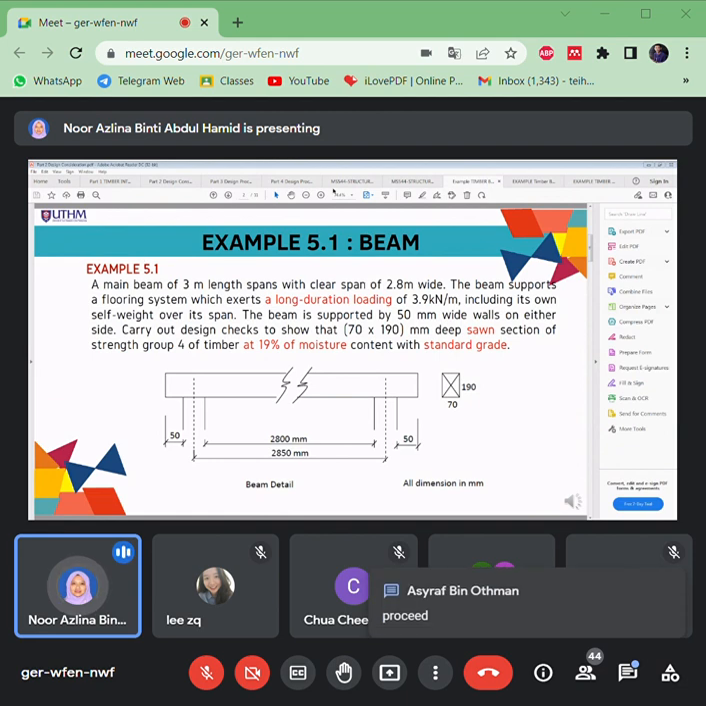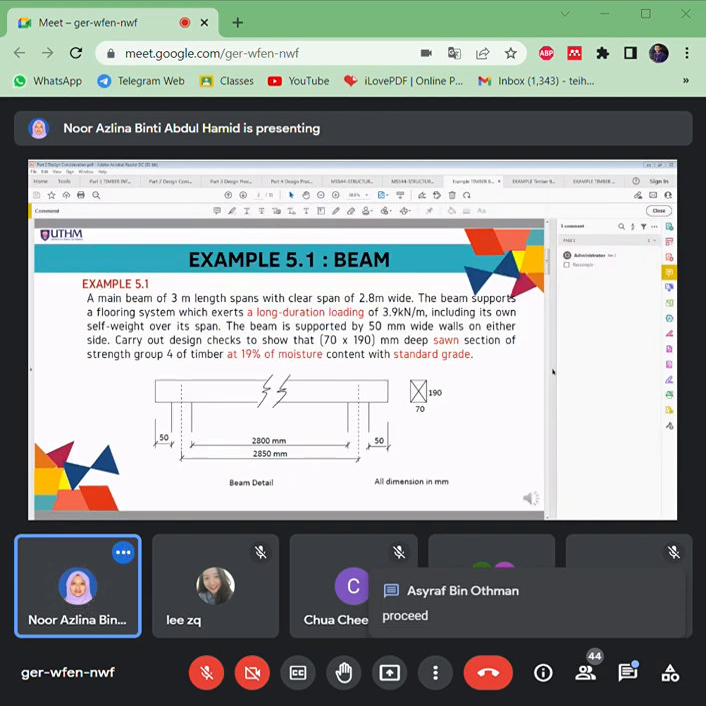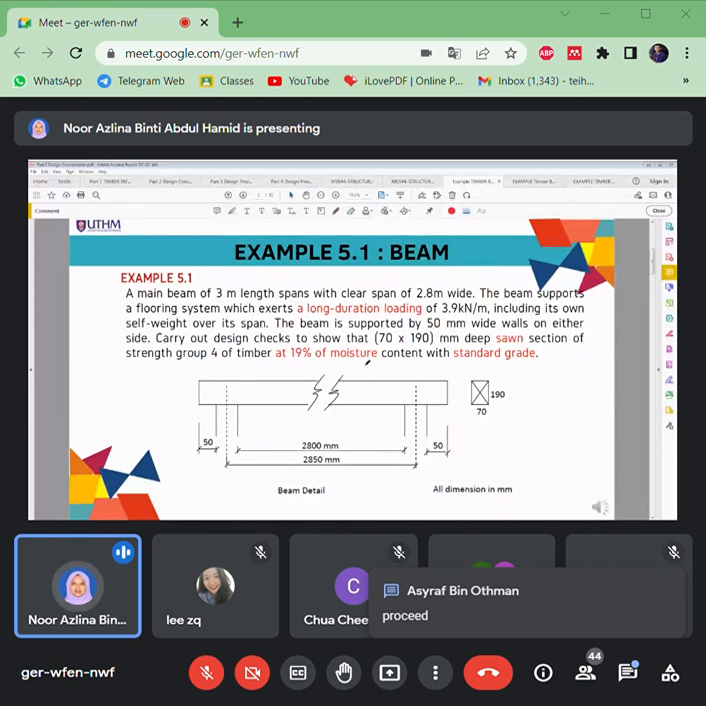Okay, look at these examples. This is the main beam with a 3 meter length span. So they have given all the details for its length here. From the surface of the column to the surface of the column, that means this is the clearance. And from the center of the column to the center of the column is 2850. So that means this is 25, and also this one 25.